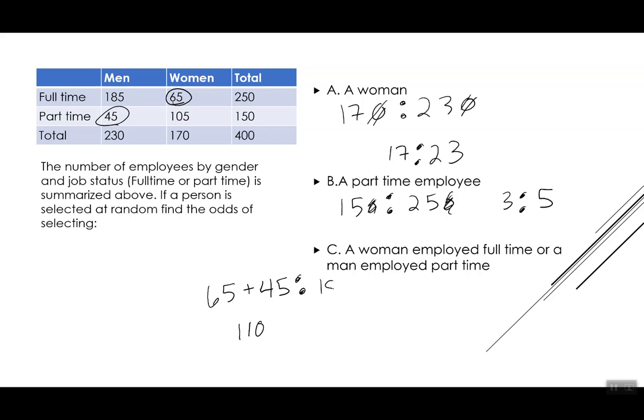That gives us 110. And then what do we compare that to? Well, we compare that to what's left, to not being a woman full-time or a man part-time, which is 180 and 105. So there's 290. Looking at these one more time, I see that 0, so let's cancel the zeros on both of them, and we say our odds would be 11 to 29.